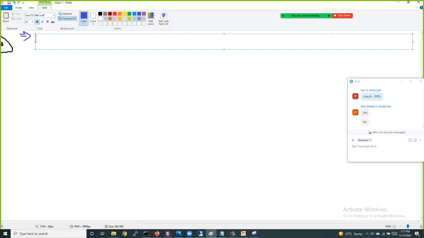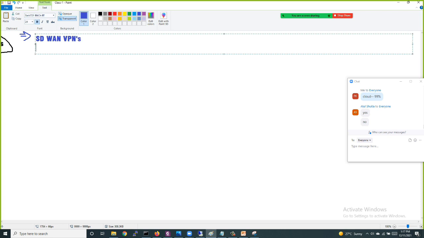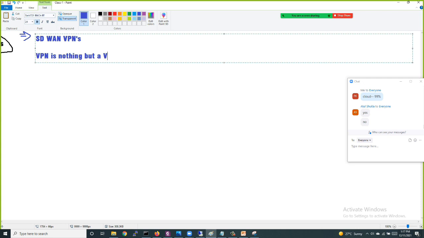A very important topic, SD-WAN VPNs. First of all, VPN is nothing but a VRF, a Virtual Routing and Forwarding instance. Clear? So in case of SD-WAN, we are actually using the keyword VPN instead of VRF.